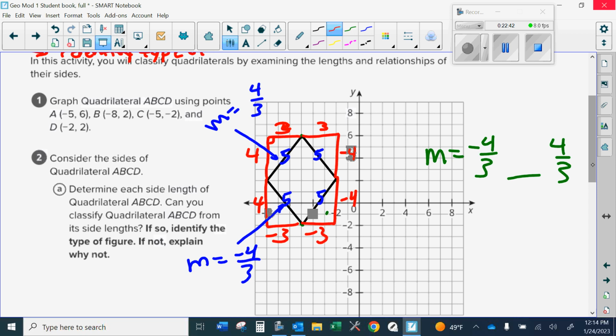Okay, and then we look at it and we see all 4 sides are 5, but their slopes are not negative reciprocals. Remember, if the slopes are negative reciprocals, then they're 90 degrees. Negative 4/3 and positive 4/3 are not negative reciprocals. Those are just opposites. So it's not 90 degrees, so therefore it is a rhombus. Okay, 4 congruent sides and the opposite sides are parallel. That's a rhombus. Okay, if there are 4 right angles, then it'd be a square.